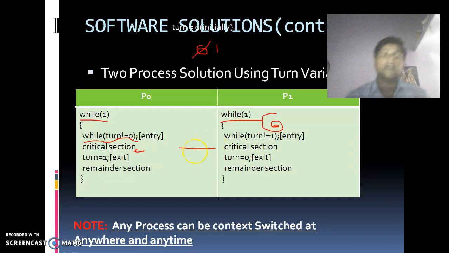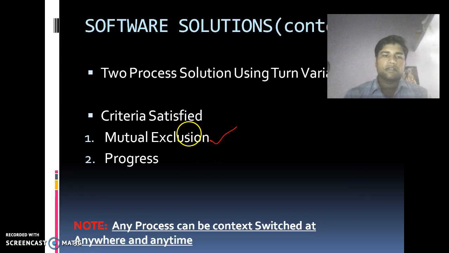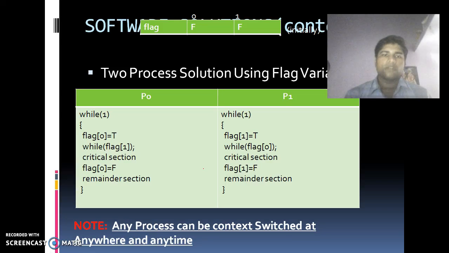So this is the strict alternation. Sometimes a question is asked about this turn variable. It is a strict alternation, meaning we never asked the process whether it is willing to go into the critical section. No. So this solution doesn't satisfy progress. Okay, now we will look into the new solution.